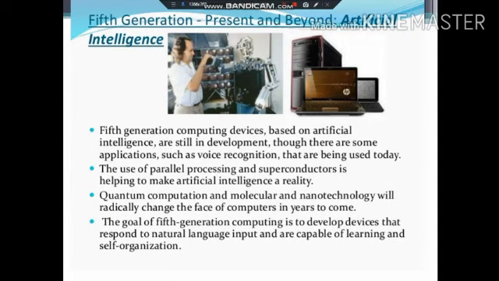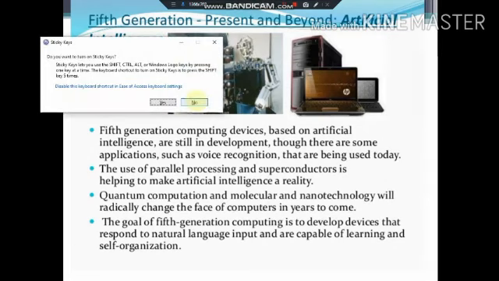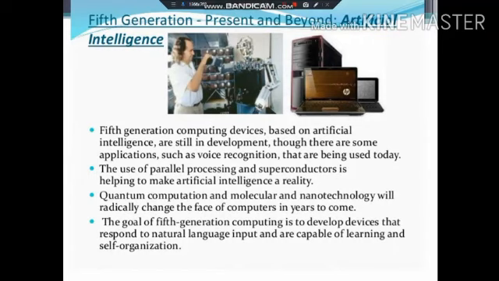There is one more technology which will be the technology of the future. In this technology, quantum computation and nanotechnology will be used. This will considerably reduce the size of devices. That is the end of the chapter.